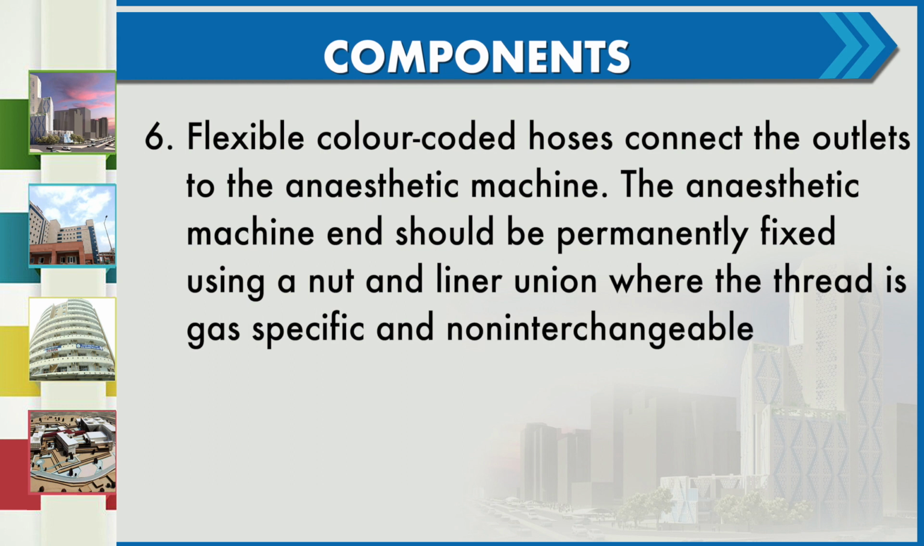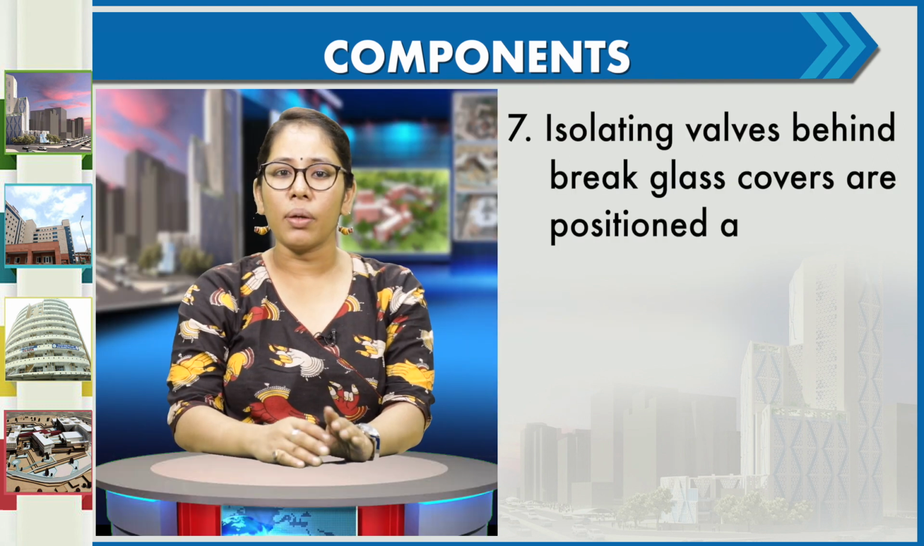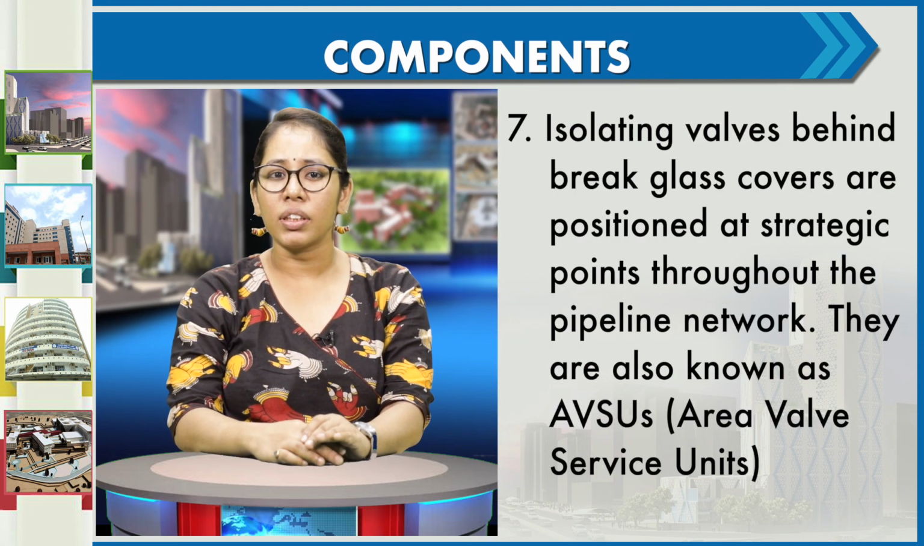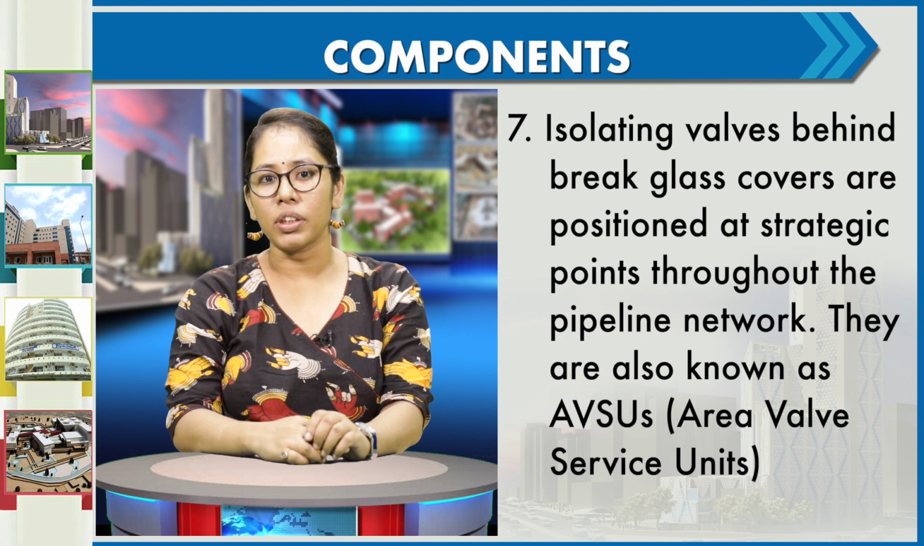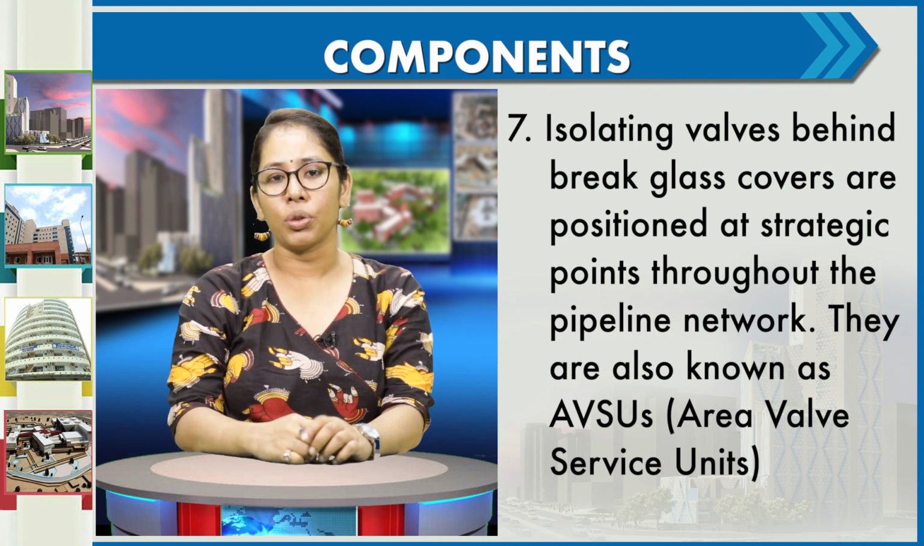The anesthetic machine end should be permanently fixed using a nut and liner union where the thread is gas specific and non-interchangeable. Isolating valves behind break glass covers are positioned at strategic points throughout the pipeline network. They are also known as area valve service units.